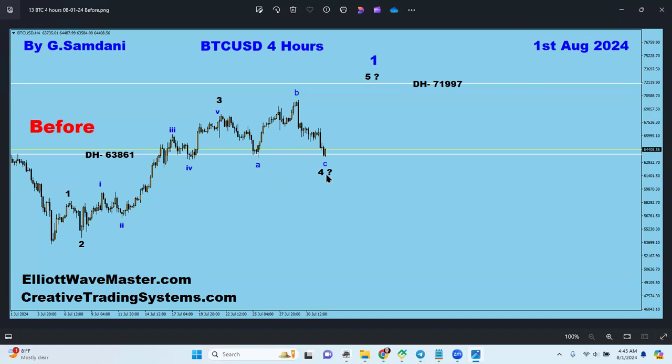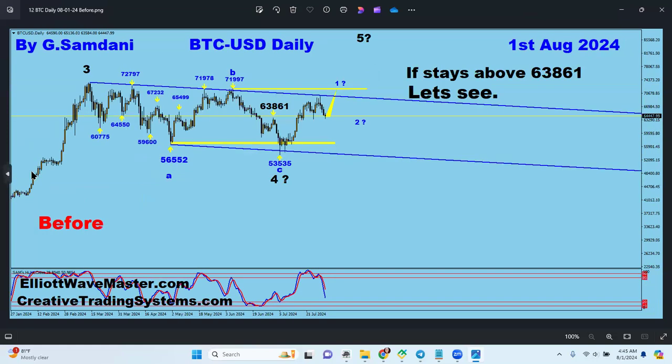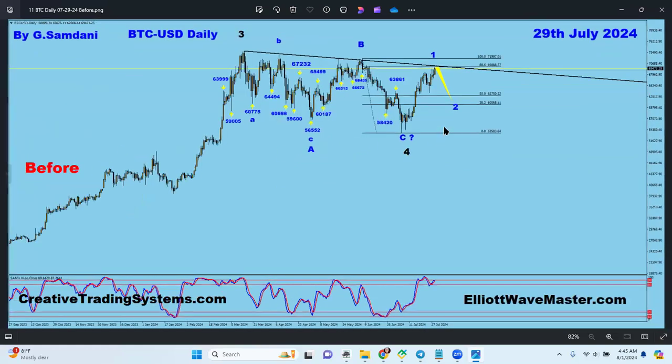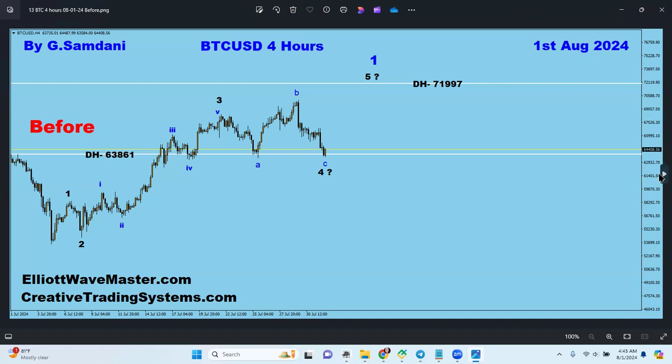So either way, if it is wave two, we need to go for wave three to the upside. If it is wave C and four ending up like that, we need to go to the upside for wave five. So bottom line, as long as we stay above 63,861, if we are not going down for this wave two, if we stop here and then go to the upside, then look for long, and we will take it from there, right?